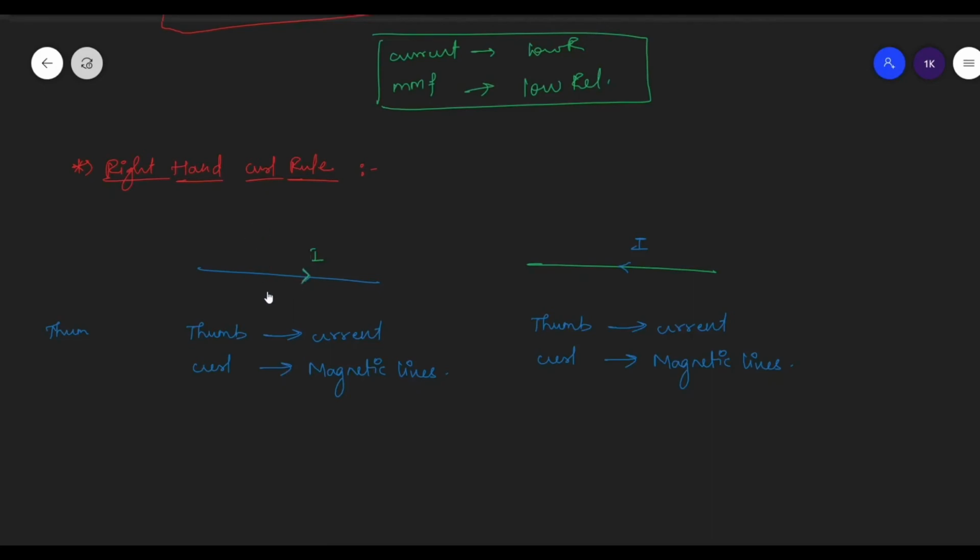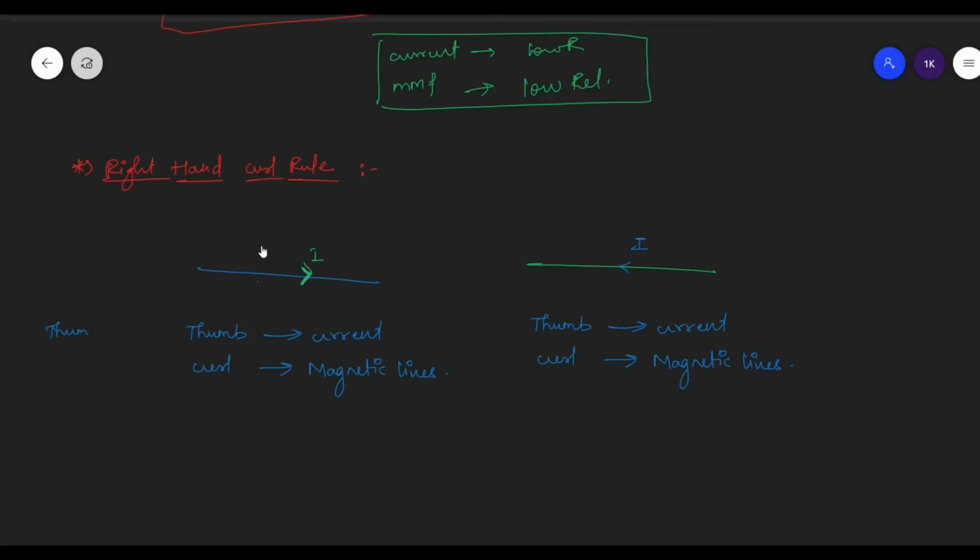and your curl will be something like this. So if you see the PDF attached in the description, you can get a better picturization idea. If current represents your thumb direction, then the remaining fingers, assume like you are holding a pen in your hand, and remember that you are holding the pen in your right hand, and whatever the current is flowing through that pen is in the direction of your thumb.